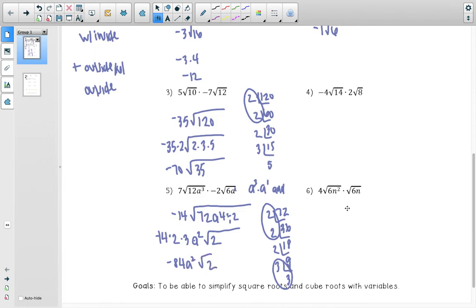Okay, I'd like to see if you can try this one on your own. And then restart the video to either see the answer or see how you actually do it. So go ahead and pause the video now.